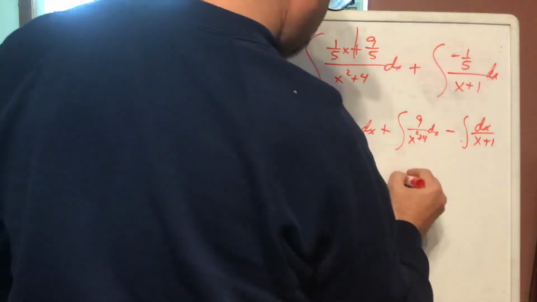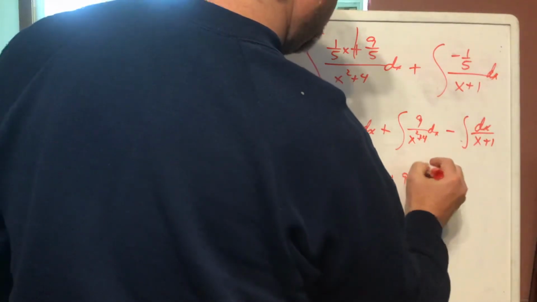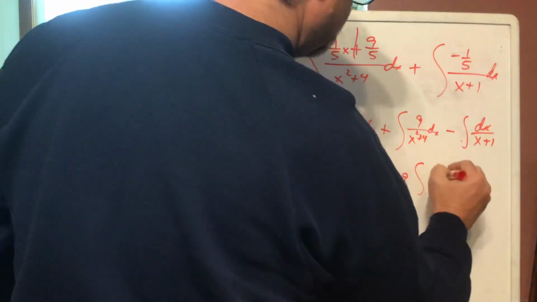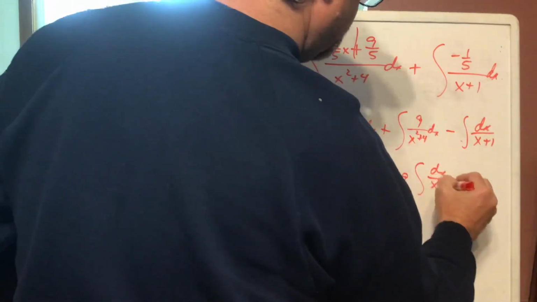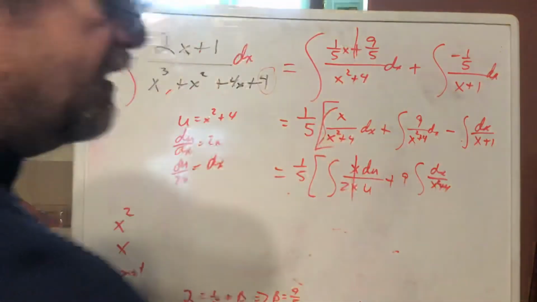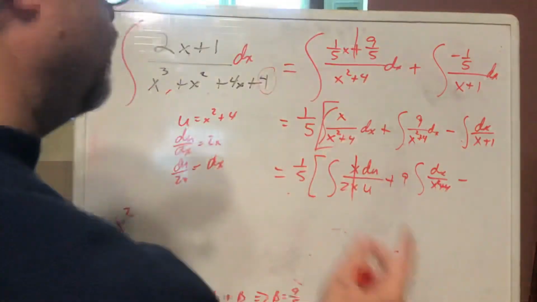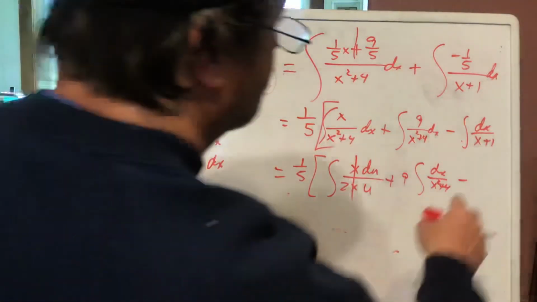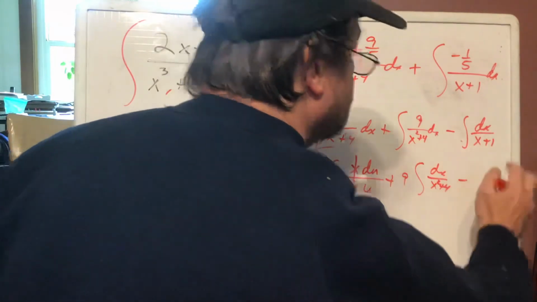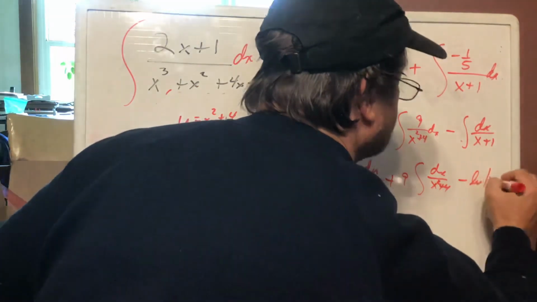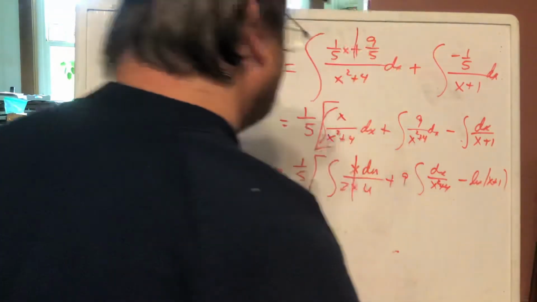This next one, of course, I can pull a 9 outside, and then I've got dx over x squared plus 4. That I should recognize as being inverse tangent. And over here, if I let u be x plus 1, that's a fairly easy one to see. du and dx would be equal. That's going to give me natural log of x plus 1. Again, all this is going to be times 1/5.